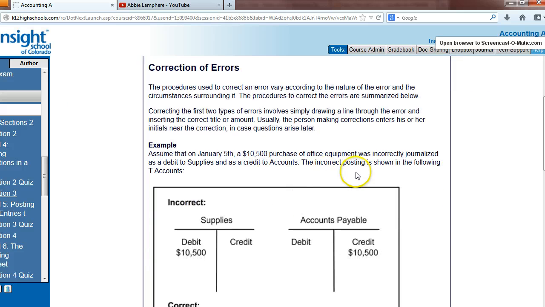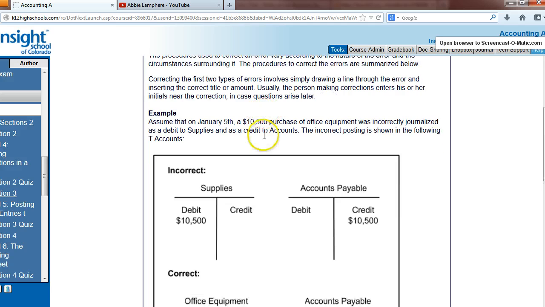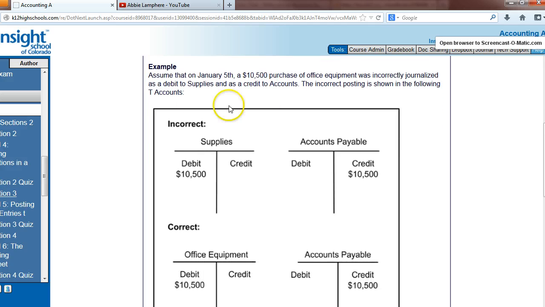When you're correcting errors, the procedures used to correct an error vary according to the nature of the error and the circumstances surrounding it. So we saw an example of an error in the journal in the previous unit, and it was instructed to just draw one line through it and write above it. That way we didn't show eraser marks and making it look like we're trying to illegally adjust our books for any reason. So by putting one line through the error and inserting the correct amount or title above that, that lets people know that there was an error and a correction was made.